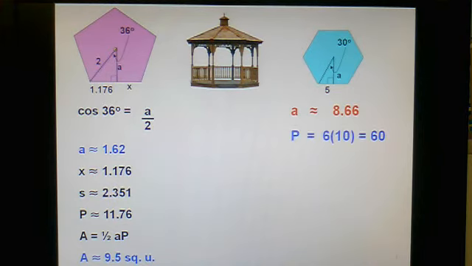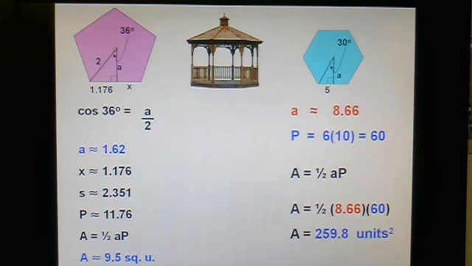And then from there, it's pretty simple. Perimeter is 60, an easy thing to calculate on this one. Plug values into the formula. All you really had to do for work on this was find the apothem and multiply by your perimeter. I think you get an area of a little bit less than 260, so 259.8 square units.